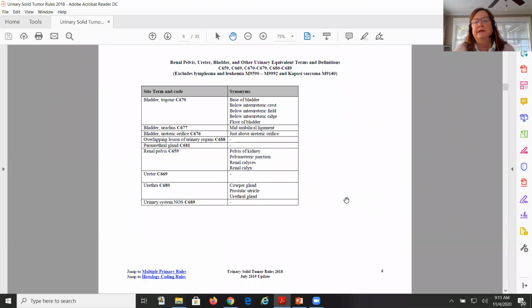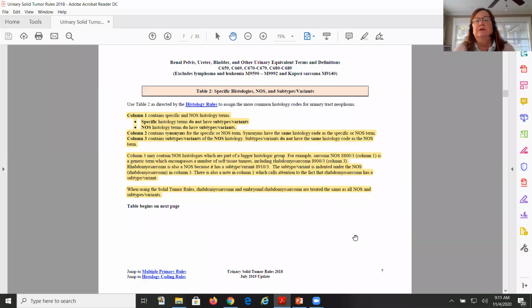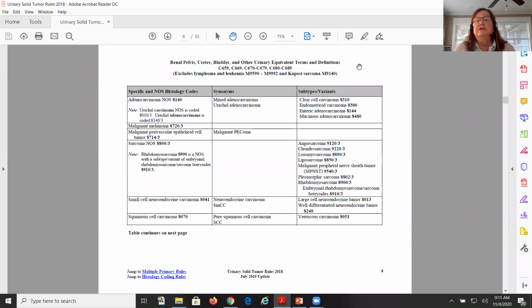And then there's the rest of the table. So moving on to a discussion on histology, our table is laid out in the exact same fashion as the histology tables in the solid tumor rules for the other sites.